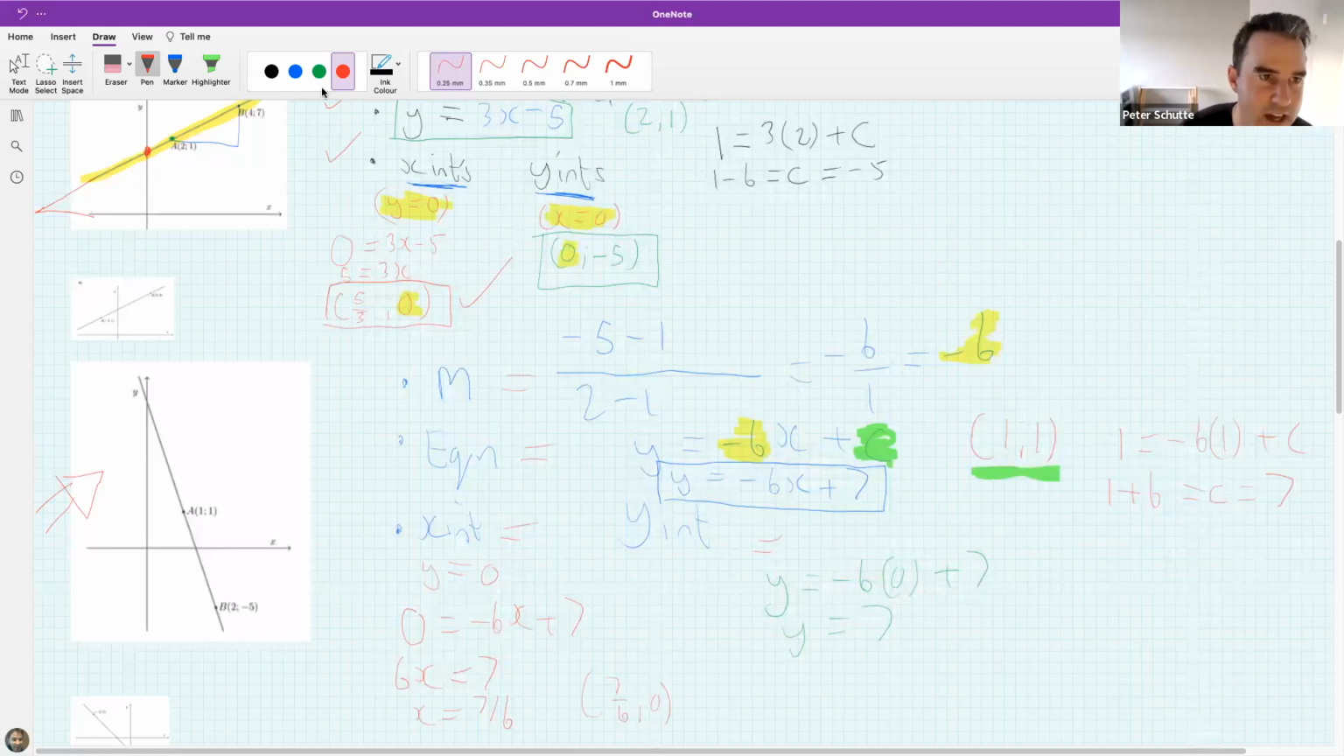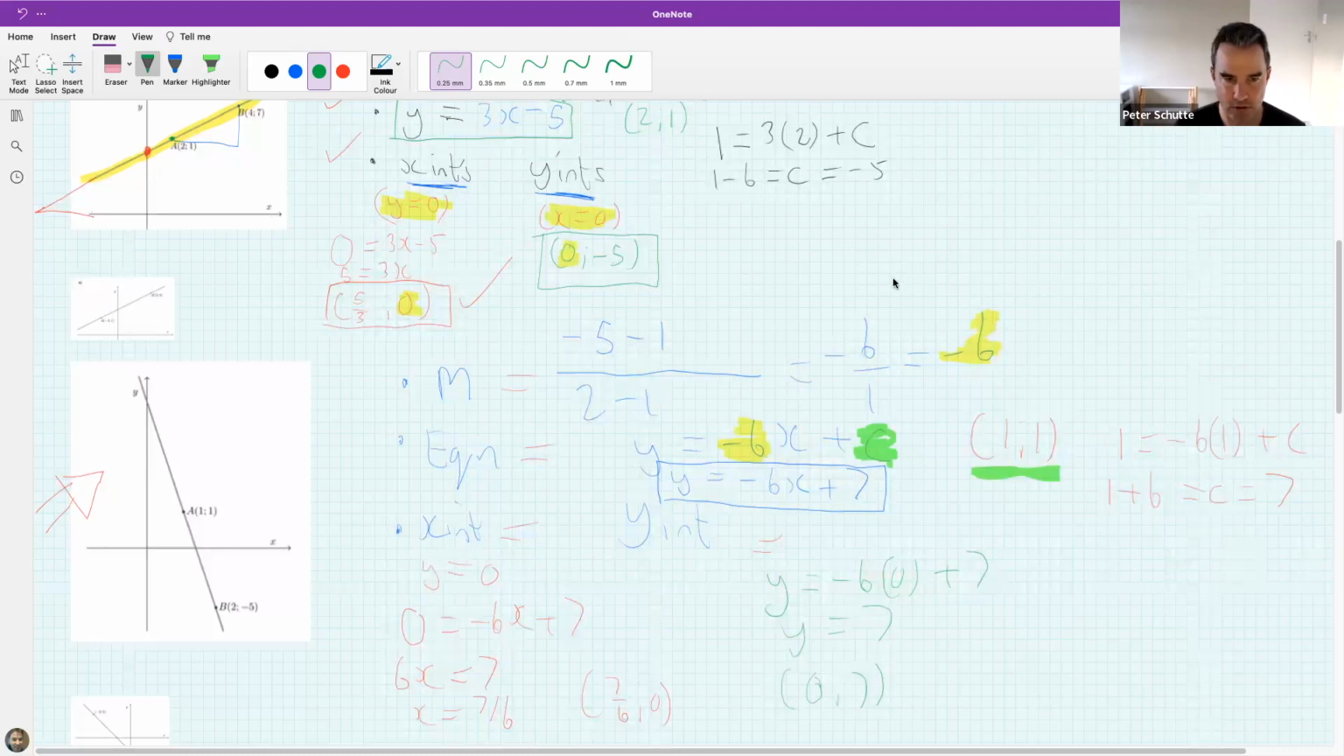sir. Hey, how's it going? I'm good. How are you? Very good. What can I do for you? Sir, I don't understand how you find the equation of the line. I only found the gradient, but then I don't understand how you find the equation of the line.